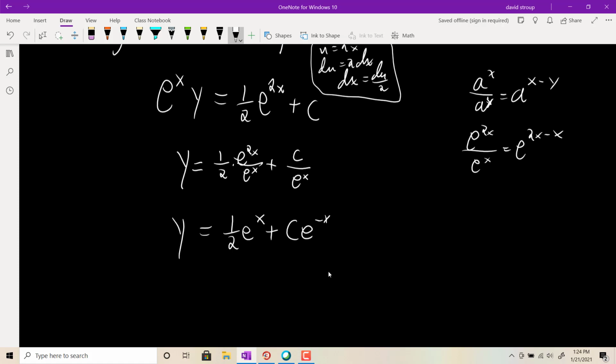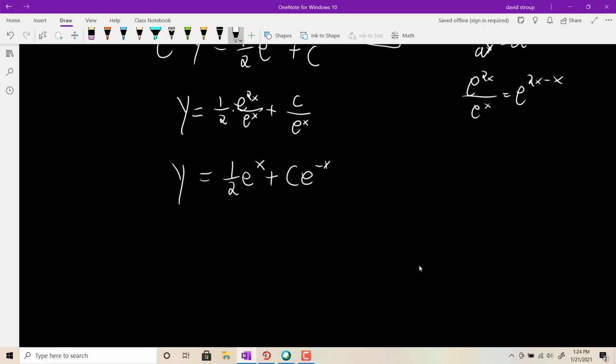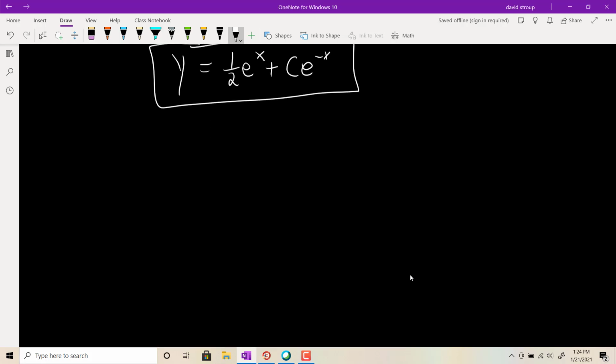That would change the picture significantly. If you just have 1/2 e to the x plus c e to the negative x versus 1/2 e to the x plus c, those are different graphs altogether, and I hope you can appreciate that. If not, go on Desmos and take a look at the differences. Right, so that's our answer. Here it is. And you can hand that off to whoever wants it. Let's look at another.